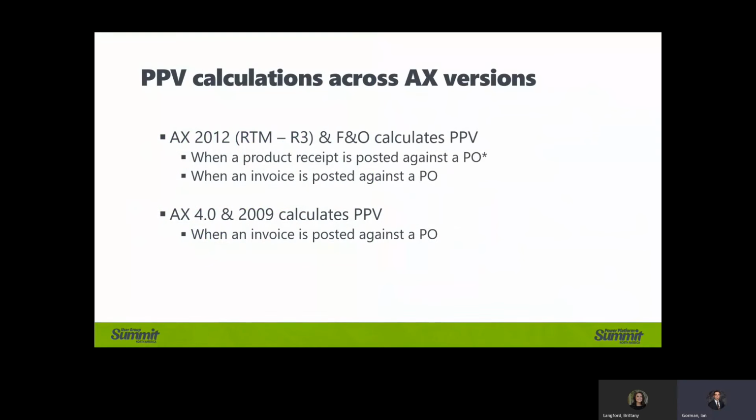So as mentioned earlier, the calculation process for PPV varies across AX versions. For AX 2012, RTM through R3, and finance and operations, it calculates twice. When a product receipt is posted against a PO is the first calculation, and the second calculation is when an invoice is posted against a PO, and a PO is a purchase order. For my understanding of AX 4.0 in 2009, PPV is only calculated when an invoice is posted against a purchase order.